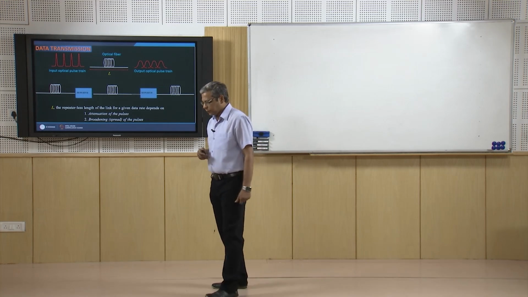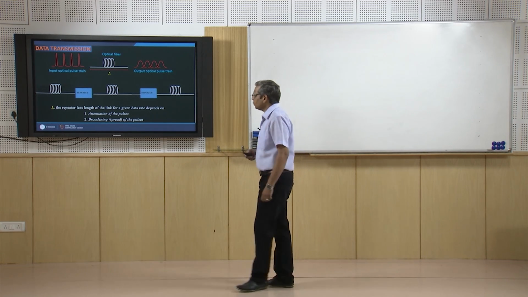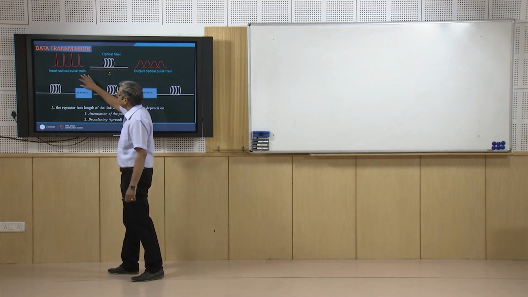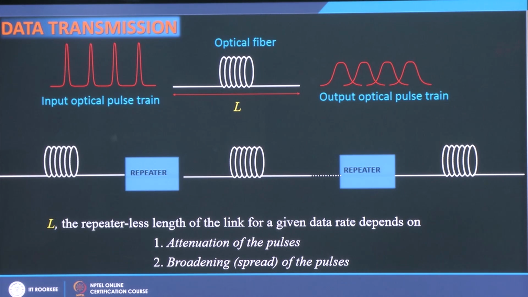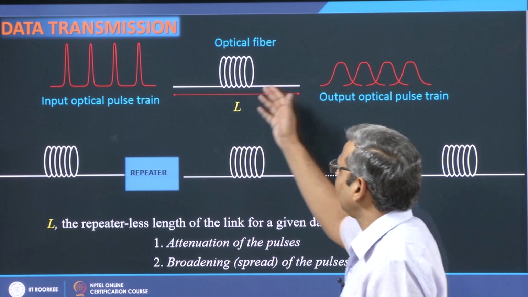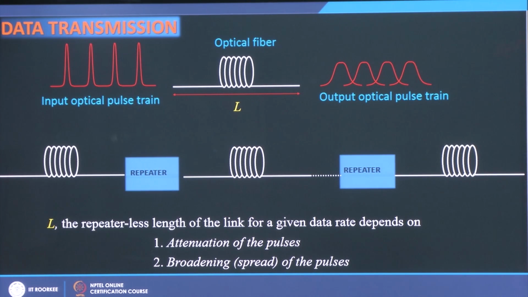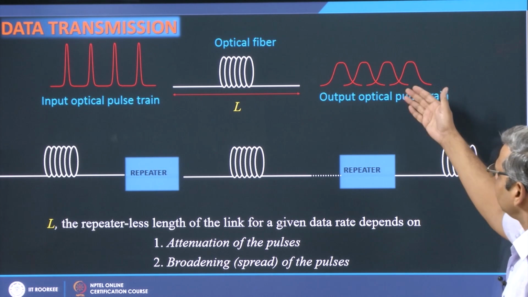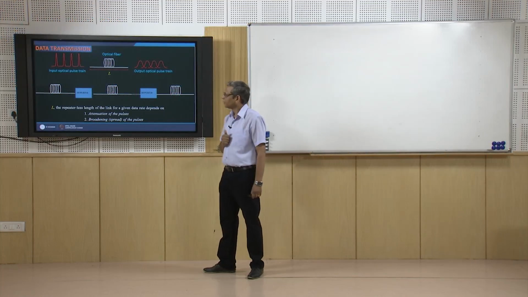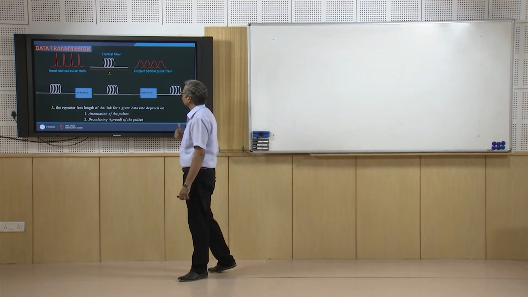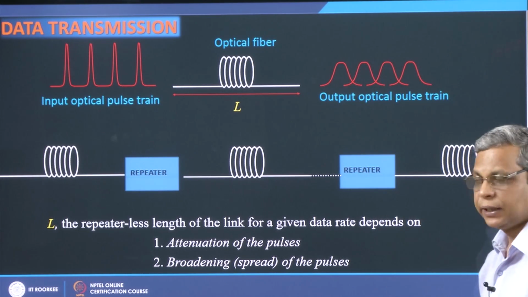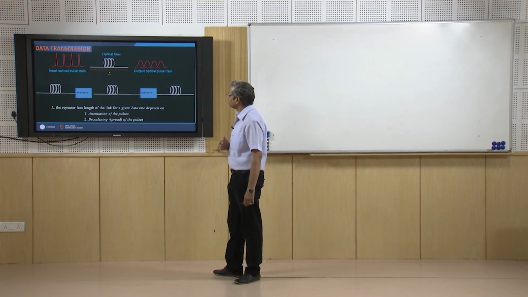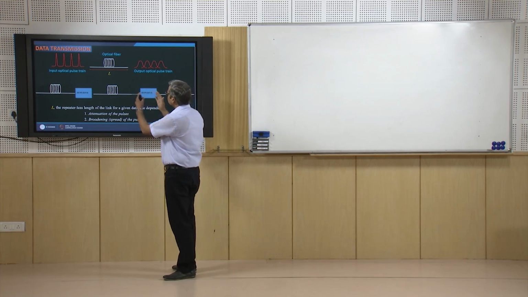So, let us look at the propagation of optical pulses through an optical fiber. If I have my data encoded in an optical pulse train, a sequence of zeros and ones, and I send this pulse train through an optical fiber, then at the output end the shape of the pulses becomes something like this. What I notice here is that the amplitude of these pulses, the power level of these pulses, goes down, and at the same time the duration of the pulses increases.